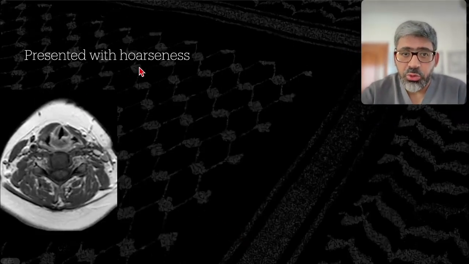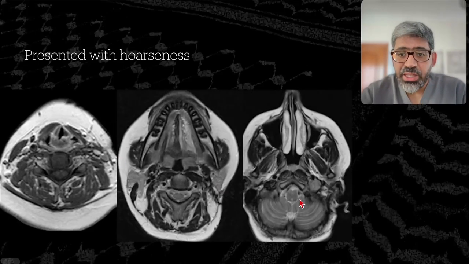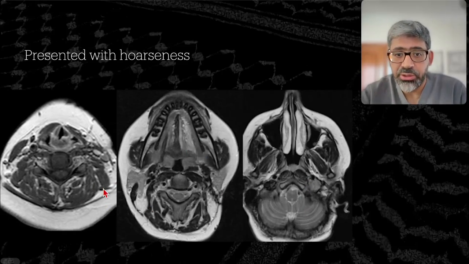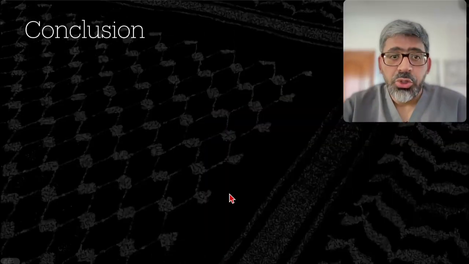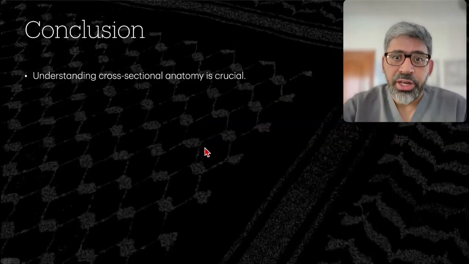You may also encounter hoarseness of voice due to a mass, as in this case of glomus vagale tumor, which compresses multiple cranial nerves, causing atrophy of the muscles of the tongue, the trapezius muscle, and also the left sternocleidomastoid muscle. So in conclusion, understanding cross-sectional anatomy is crucial.